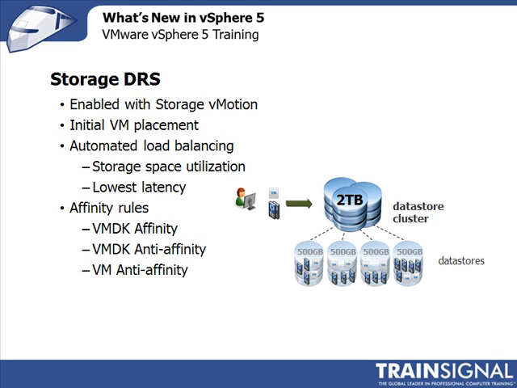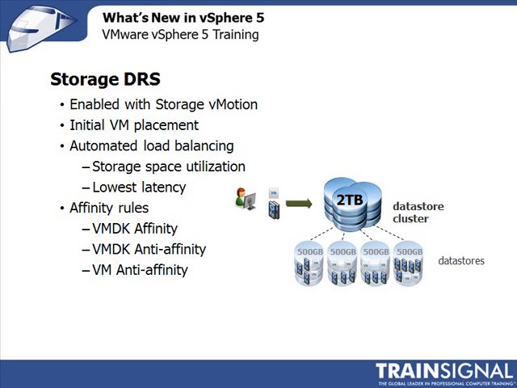So it also does initial VM placement. The same way as with regular DRS, when the machine first powers on, it's going to place it on the most appropriate host based on CPU and memory. With initial VM placement, it's going to place it, or it's going to move it, to the most appropriate datastore based on the utilization of the other datastores. Now, the way it automatically load balances across datastores is based on storage space utilization and the lowest latency. So it's going to continually try to move virtual machines across all the datastores that it has access to based on these two criteria.